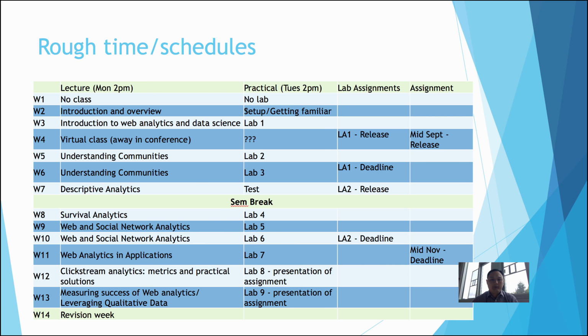We have a practical lab to get familiarized with the tools and things we'll use. And then I'll move into the introduction to web analytics and data science for week 3 and week 4. That's where we also do lab number 1. And week 4, that's the middle of September. I think that's where I will be away for a conference, actually 2 conferences.